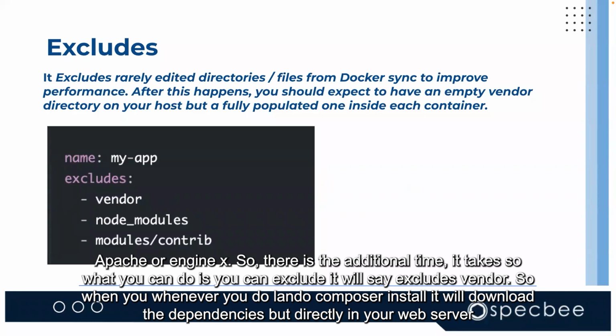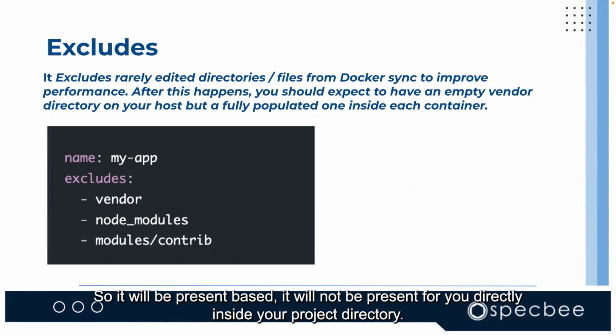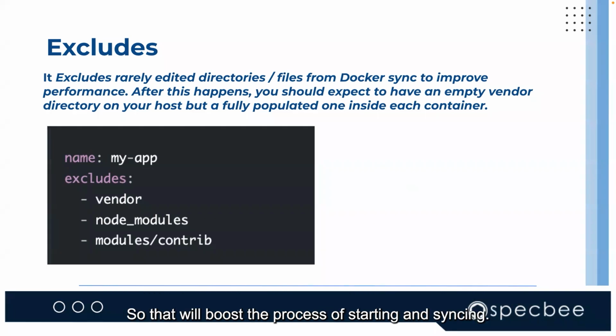So whenever you do Lando composer install, it will download the dependencies, but directly in your web server and not on your local. So there are most times that we don't look into this vendor. So instead we can do this, we can exclude this vendor. So it will be present, but it will not be present for you directly inside your project directory. So that will boost the process of starting and syncing.